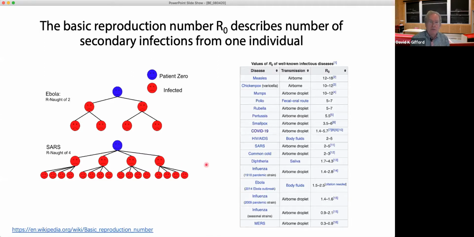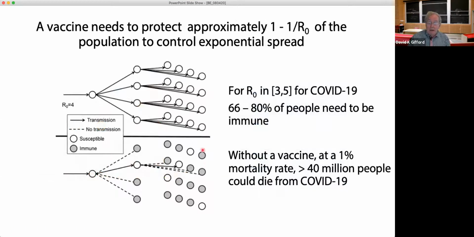COVID-19 is actually even more contagious than SARS, so its R0 is probably around 5. And a way to think about what fraction of the population needs to be immune can be visualized as follows. If we assume an R0 of 4, each person would go on to infect 4 other people, and each one of those people would infect an additional 4 people, leading to exponential growth.